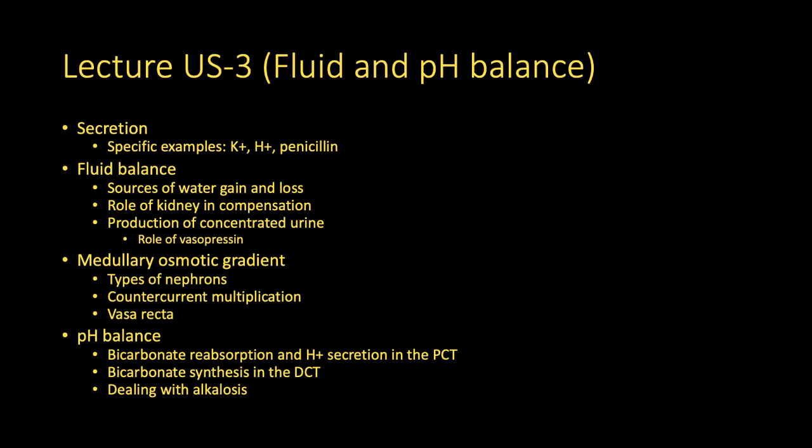We'll then get into fluid balance, how we gain and lose water, and the kidney's role in making sure that we end up with a balanced gain and loss, especially paying attention to the role of vasopressin in the production of concentrated urine. That will lead us into talking about the medullary osmotic gradient, how vasopressin is able to do that, and in the process of doing that, we'll talk about the two types of nephrons and the phenomenon of countercurrent multiplication, and then finally we'll get into how the kidneys are involved in maintaining pH balance in the body.